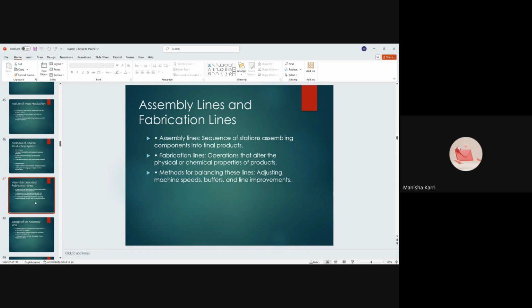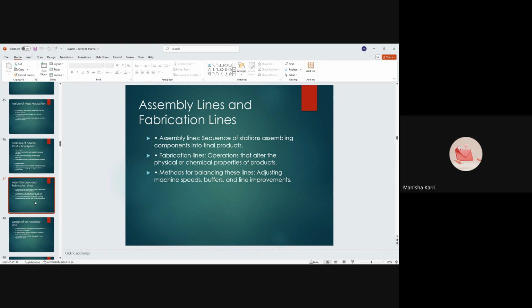The best example for assembly lines is car manufacturing, where an assembly line involves stations where the chassis, engines, seats, and some other parts are added sequentially to build the complete vehicle. This is nothing but assembly lines. The main purpose of these assembly lines is putting together various pre-manufactured parts to create a finished product. So this is nothing but an assembly line.